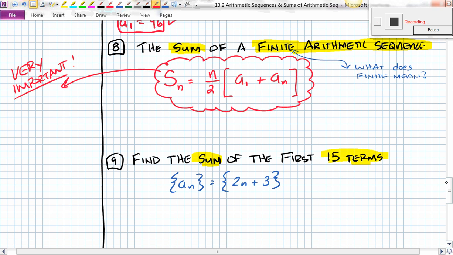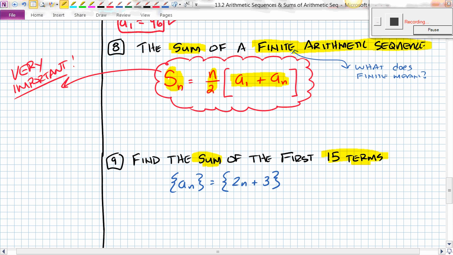Let's talk about how, for arithmetic sequences, you can actually find the sum of an arithmetic sequence. So add them all together, right? The question I have here is, what does finite mean? If you don't know what finite means, it means that the sequence ends somewhere. It doesn't go on forever and ever. So here's what we have, the sum of a finite arithmetic sequence. We're going to use S sub n, which stands for the sum of the first n terms, and that is n over 2 multiplied by the first term and the last term added together.